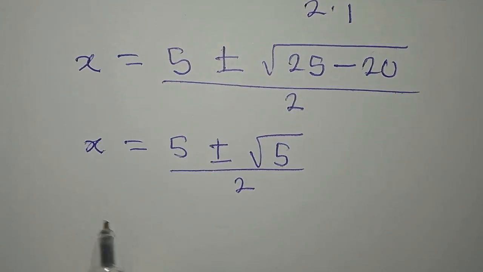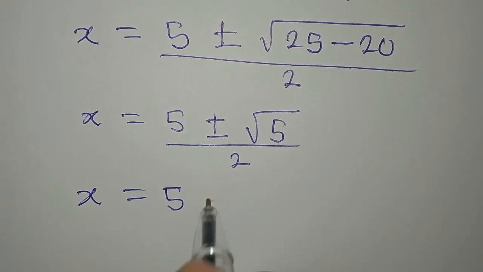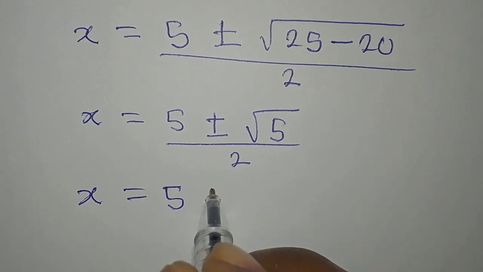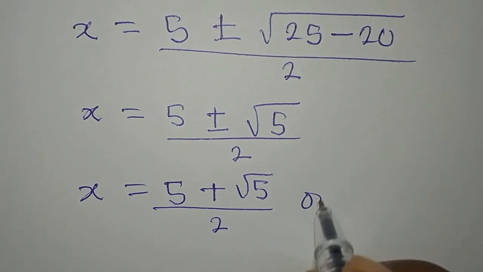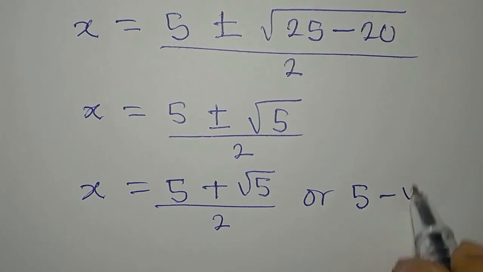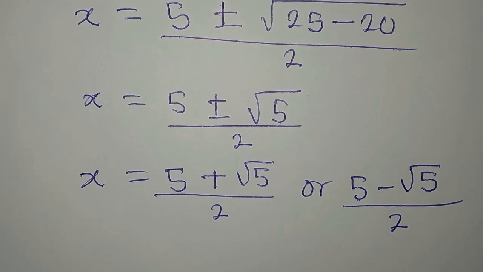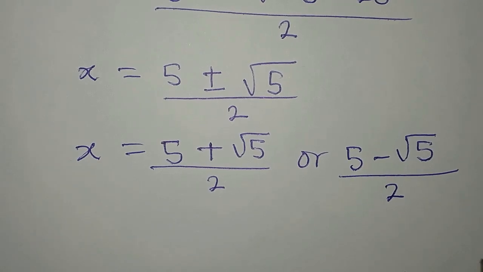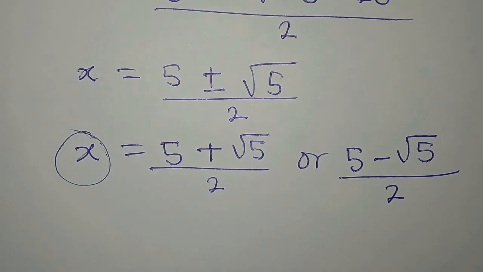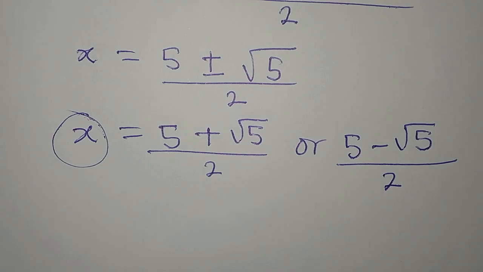So this is to say that our x is equal to 5 plus square root of 5 over 2, or we have 5 minus square root of 5 over 2. So this becomes the true value of x. Remember that these values of x are also the same values for a, because x is standing in for the a, right? Now we need to get the value of b, and that will be from our equation 3.